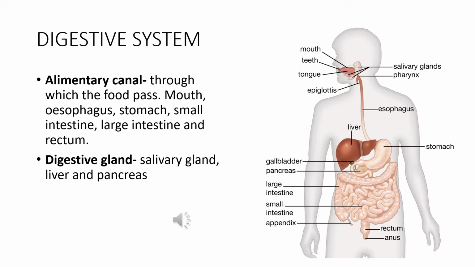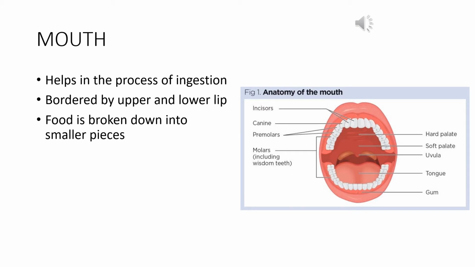So the digestive system has two parts, the alimentary canal and the digestive gland. The first part of the digestive system is the mouth. It helps in the process of ingestion, or taking of food, and it is bordered by the upper lip and the lower lip on the outside, as we can see. Food is broken down into small pieces with the help of the teeth and mixed with saliva with the help of the tongue in the mouth, and then the food goes into the next part of the digestive system.